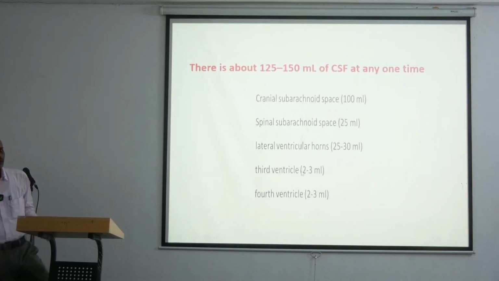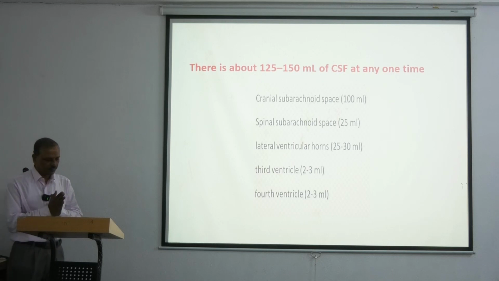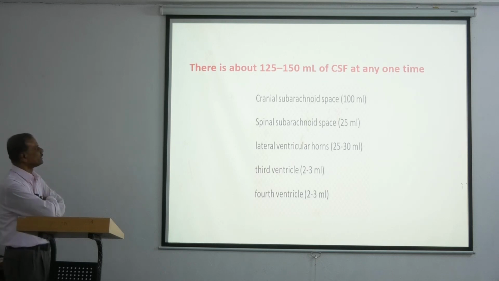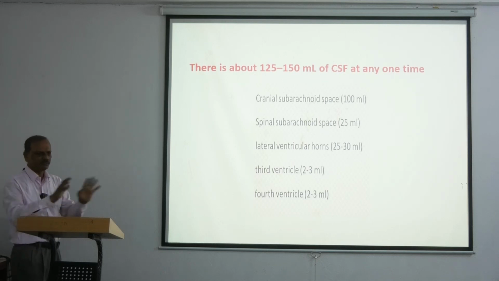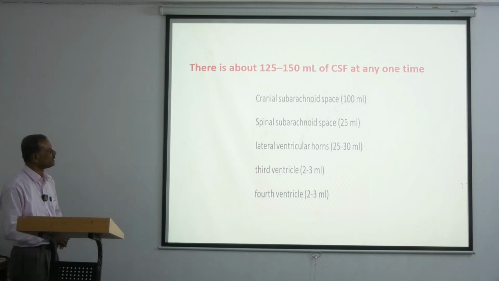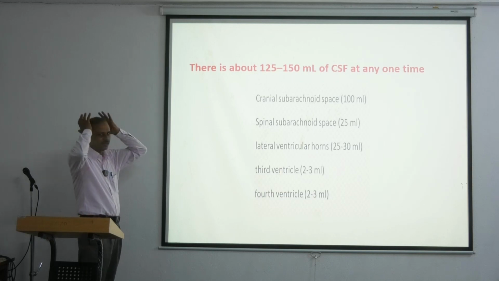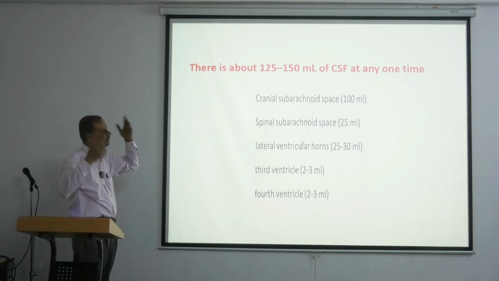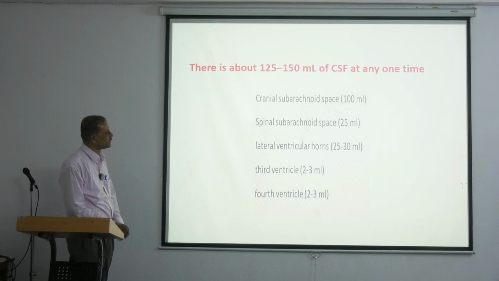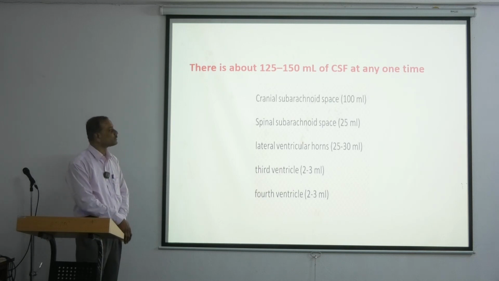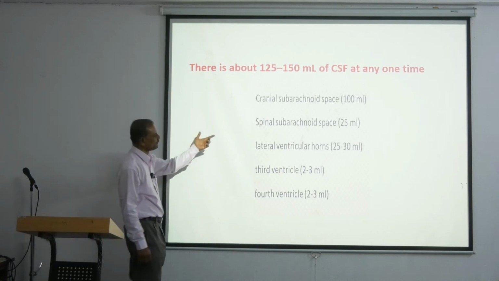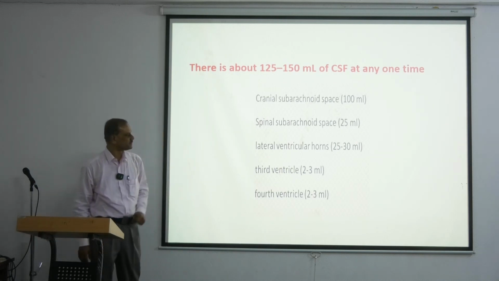এই ভলিউমটা লেখো। CSF total volume at a given point of time is about 125 to 150 ml. There will be some variations in the individual. And in the cranial subarachnoid space, that is the maximum amount. This area wise, the brain is maximally covered, so 100 ml is present there. And spinal subarachnoid space only 25 ml. Remember, CSF has to be collected from the spinal subarachnoid space.